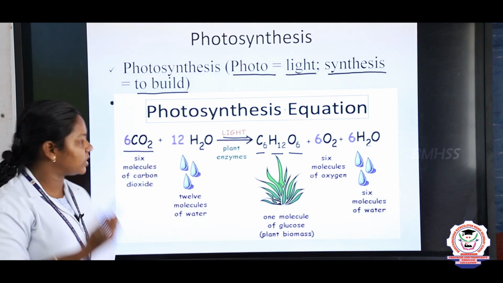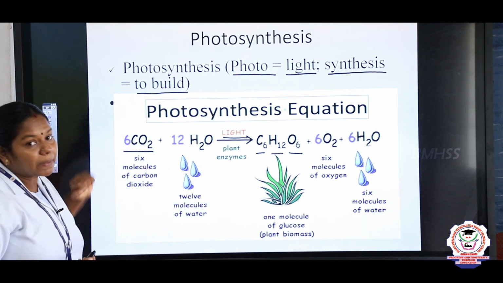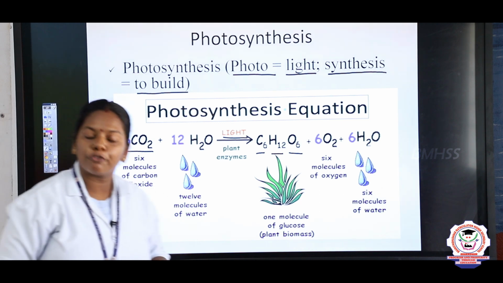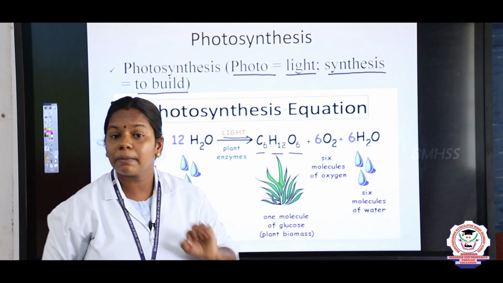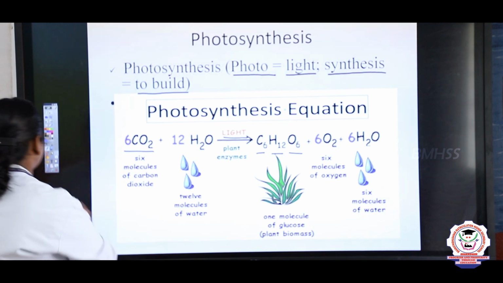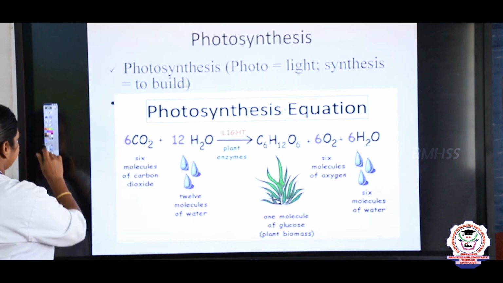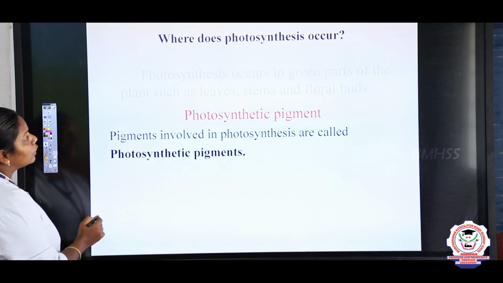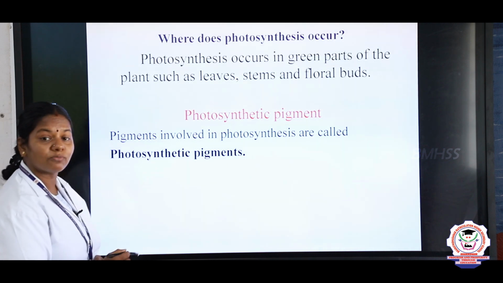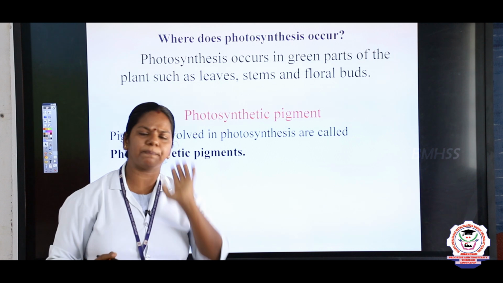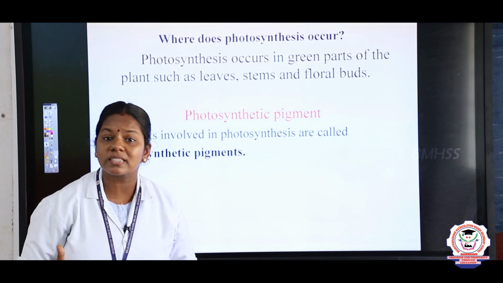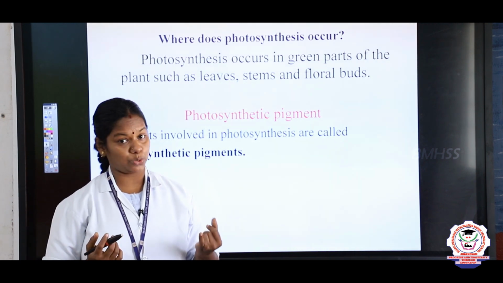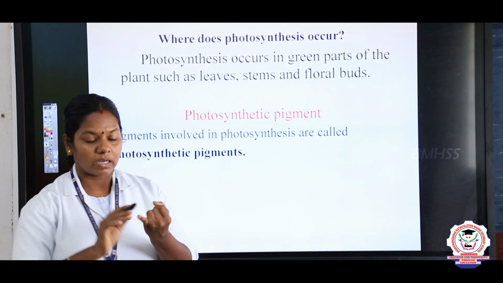And next we are going to study the pigments, right? We are going to see where photosynthesis occurs and what all the pigments involved in it are, right? So where does photosynthesis occur? Photosynthesis occurs in almost all the green parts of the plant. You take a plant, children. What are all the parts? It looks green in color. Yes, very good.